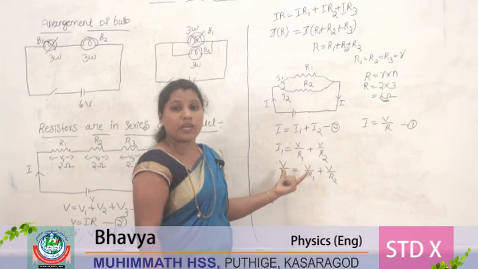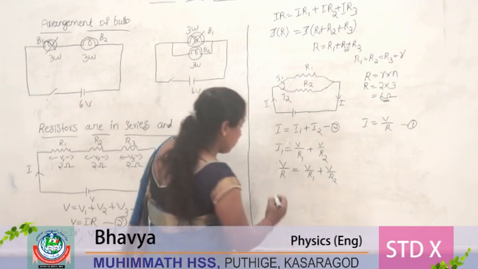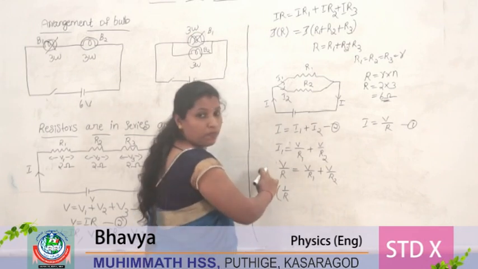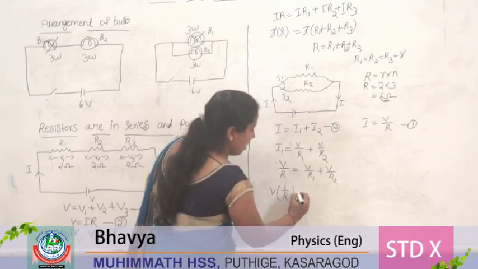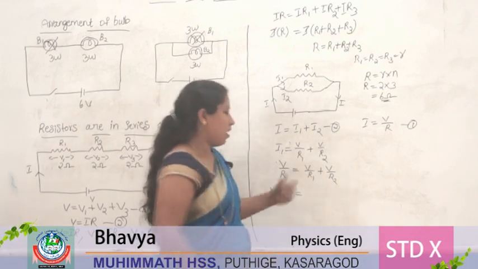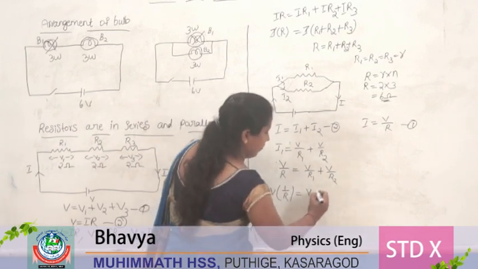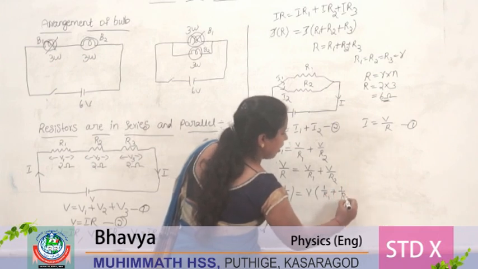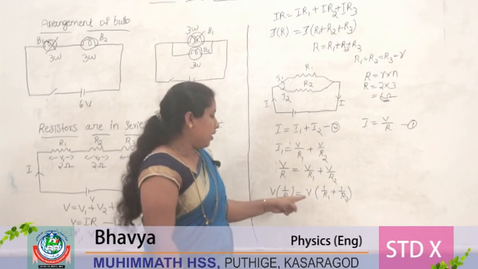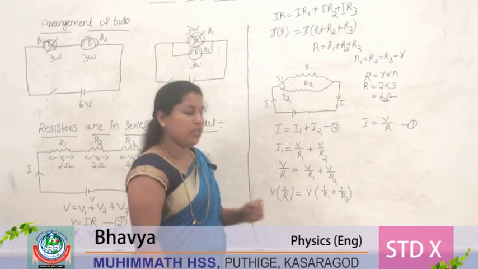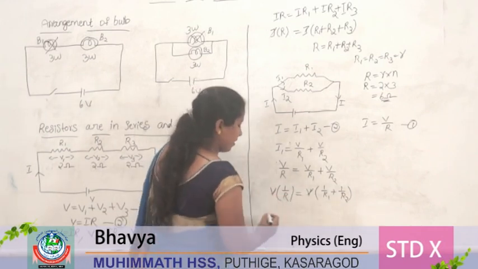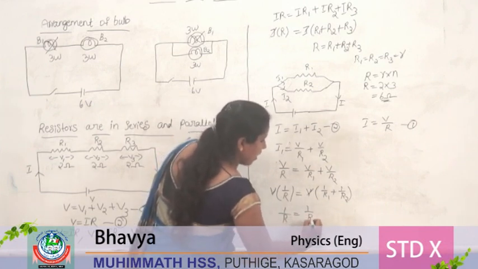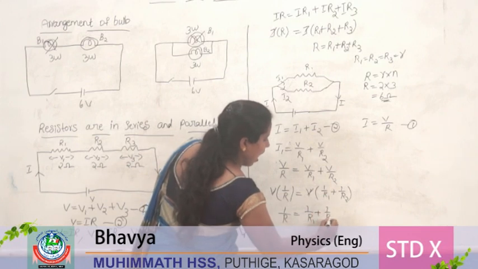So here also you can take the common factor V. So V into 1 by R is equal to, here also you take the common factor V, so 1 by R1 plus 1 by R2. Here V cancels. So finally we got 1 by R is equal to 1 by R1 plus 1 by R2.